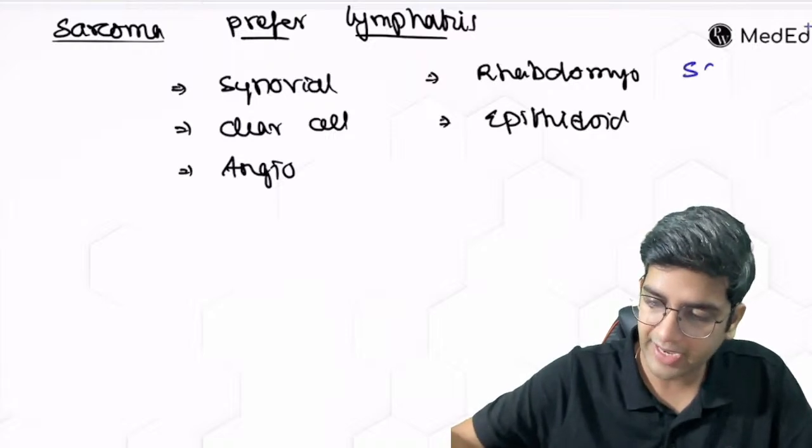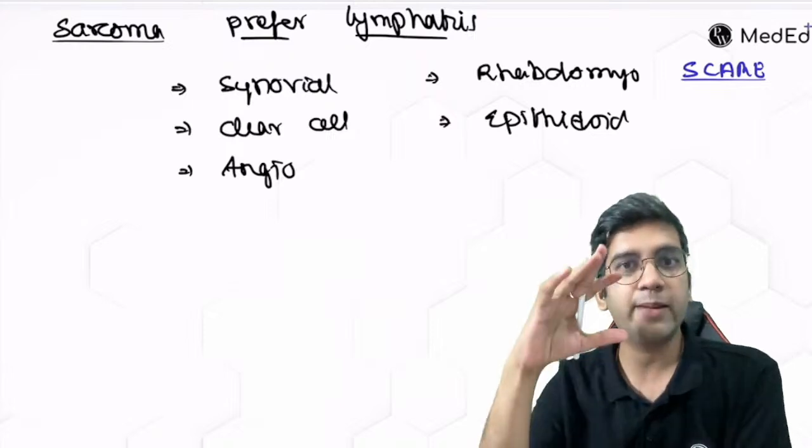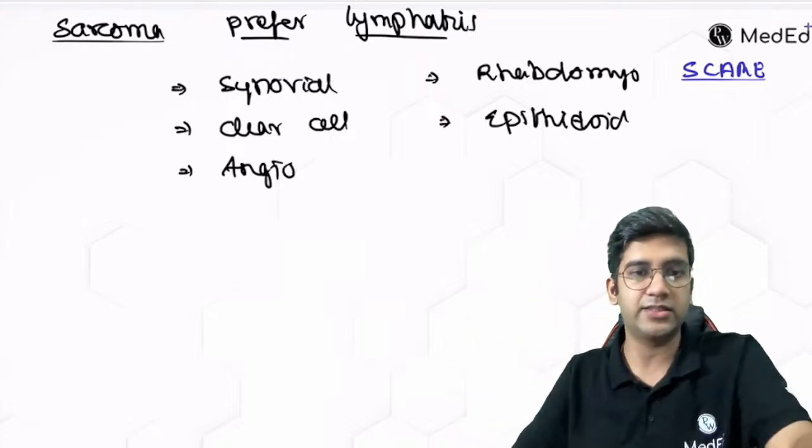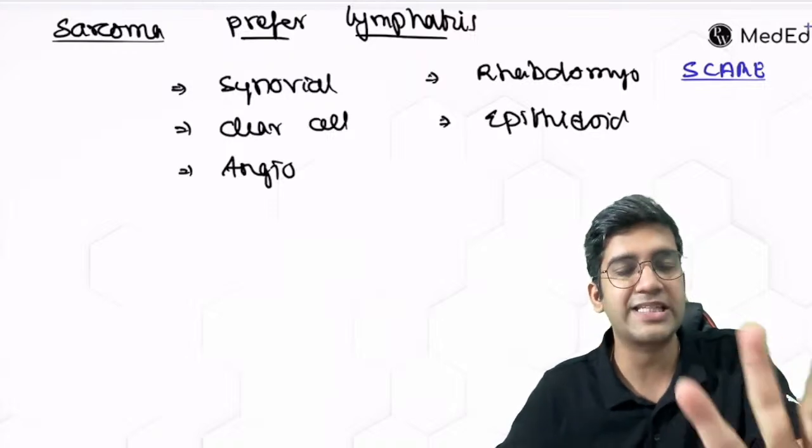The mnemonic here is SCARE. Okay, you can remember that. These are scary sarcomas which can spread via both hematogenous as well as lymphatic routes, right? That's the third thing for us. So again, this is going to carry 1 mark to 1.5 marks maximum. That's the second biggest route.